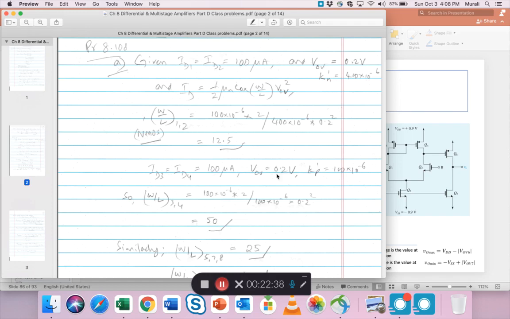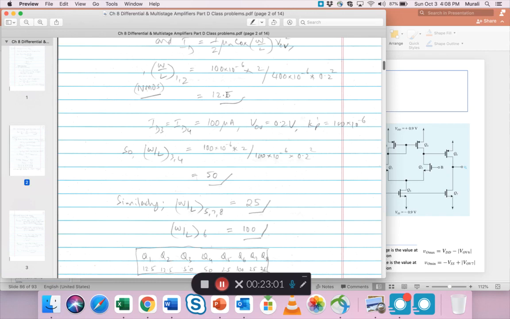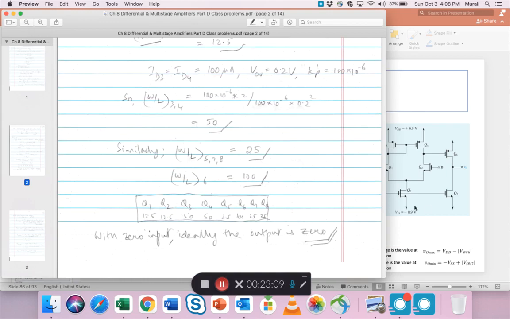Similarly, ID3, ID4, which are these two, which are the common source load. So those currents are also 100 microamps, but they are PMOS devices, right? So that gives you different W/L. Here it's 12.5, here it's 50. They're matched. This is 4 times that. Similarly, W/L for these 5, 7, 8, which are the reference current mirrors, we can find. I haven't shown you the steps, but the same logic gives you 25 for this, and for Q6, which is again a PMOS device, you get 100. So in a tabular form, here are all the W/Ls.